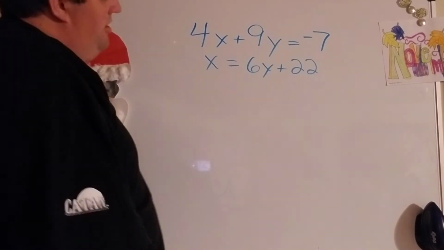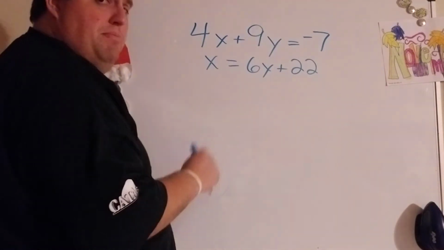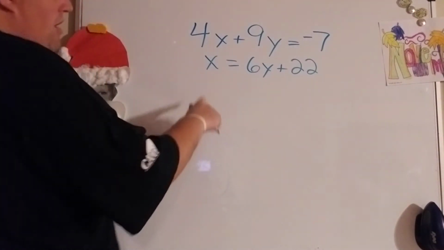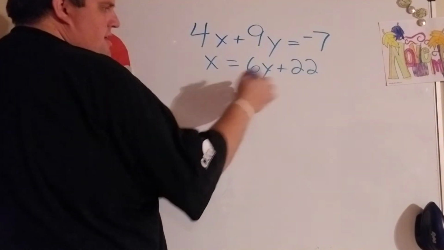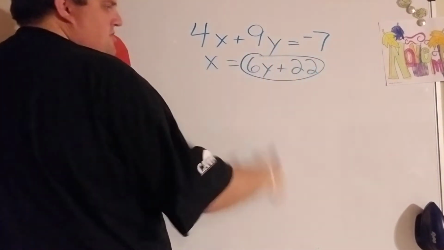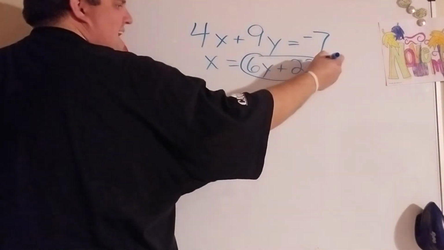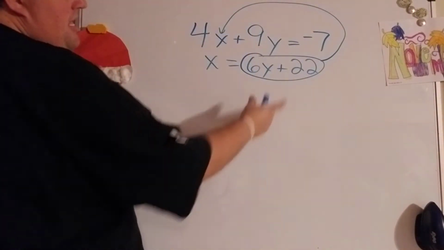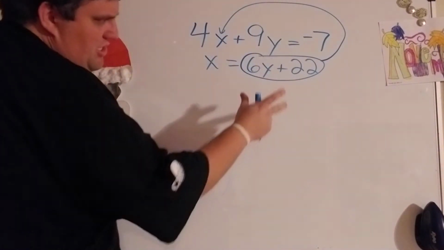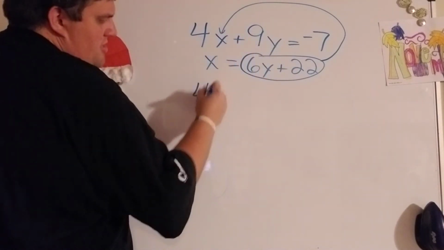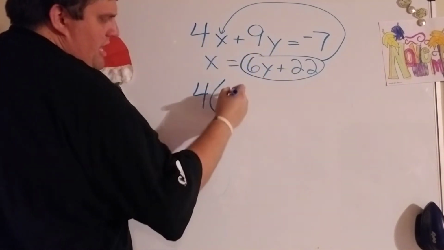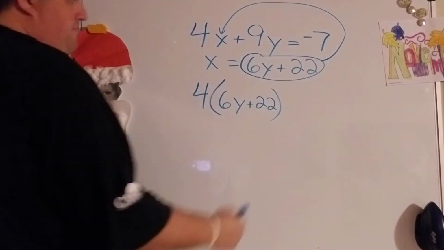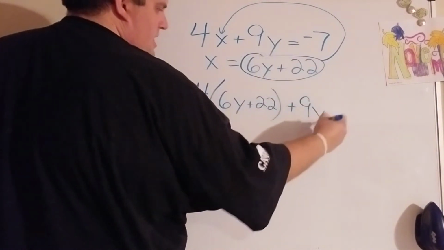All right, so here, again, in order to substitute, I need a variable that equals exactly some other stuff. Well, we can use this x because it's by itself, and x equals this stuff, 6y plus 22. So I'm going to take that stuff, and instead of writing x up here on the top, I'm going to write this stuff instead. I'm going to substitute this in for x. So I'm going to go 4, but instead of x, I'm going to write 6y plus 22. And then keep going, plus 9y equals negative 7.